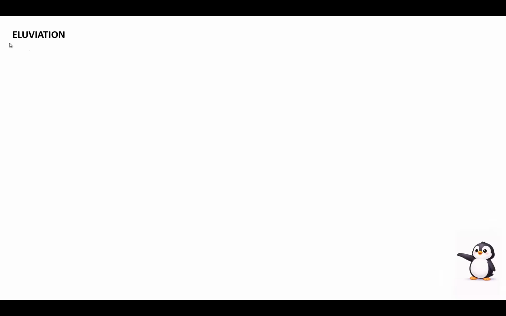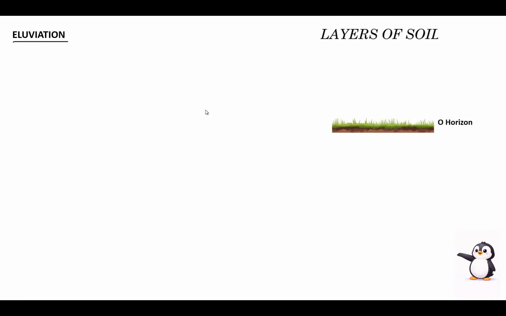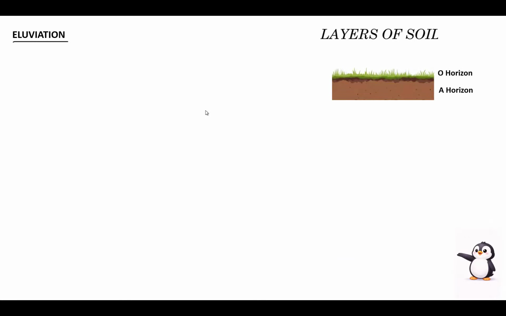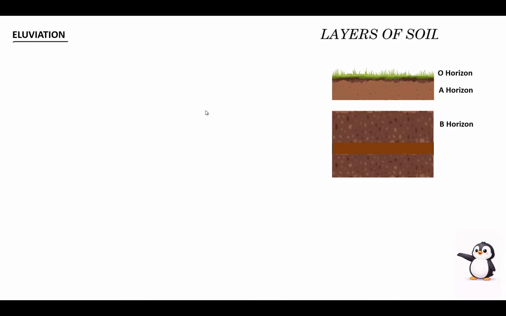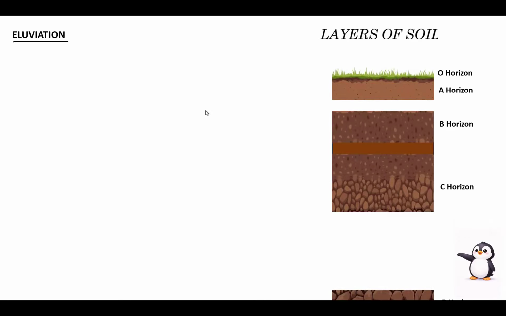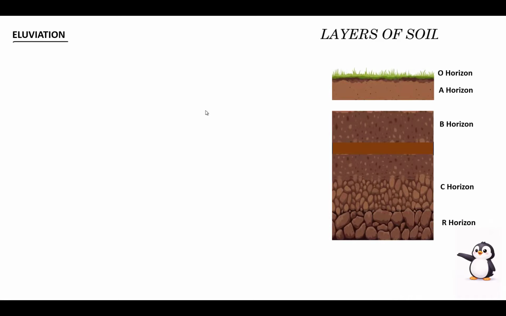So now let us discuss eluviation. Eluviation is one of the fundamental pedogenic processes. How does it work? Let us go in depth. Before that, what are the layers of the soil? We know the O horizon, A horizon, B horizon, C horizon, and R horizon. So we know all these horizons.